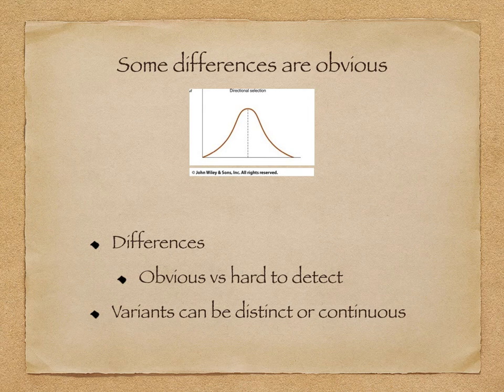And variants can be distinct or continuous. They can change gradually from one extreme to another. But most of the time, if you have a natural trait, they are distributed in a natural bell-shaped pattern, basically, the normal curve, where most individuals fall in between the extremes, but a few have the extremes.